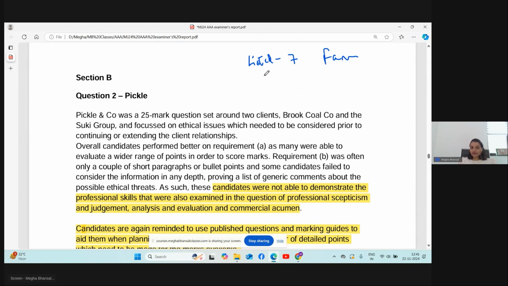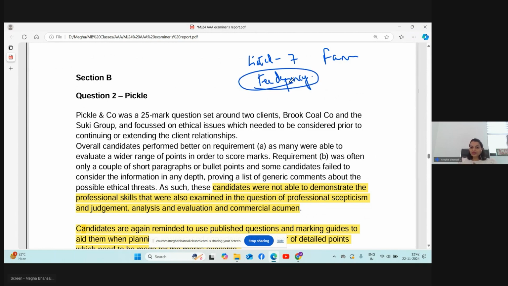Then the second issue is fee dependency. So they're talking about a non-listed client where I'm doing a lot of audit work and I'm fee dependent on them. So it was an ethical question. Again, it was a very simple ethical issue, but there were a lot of scenarios and a lot of things given in the question, which made it a little difficult. But if you had read it 2 or 3 times, you would be able to understand that these two are the issues and this is what I need to deal with.